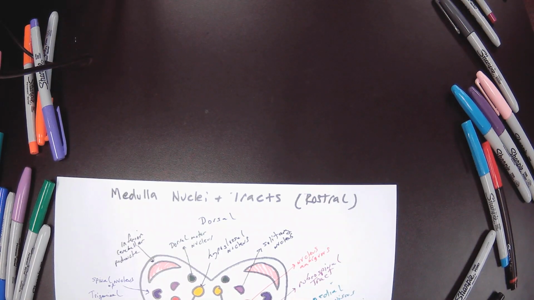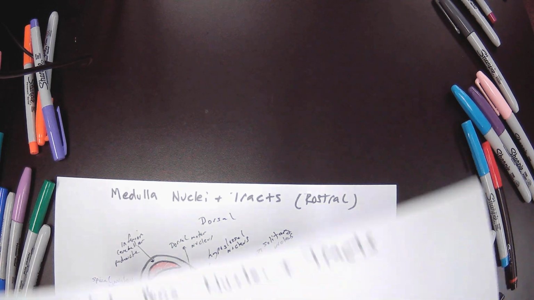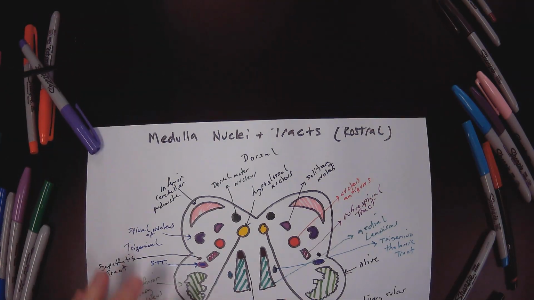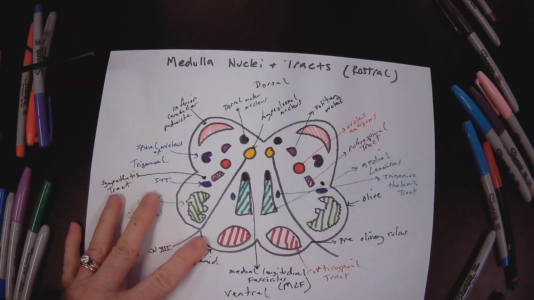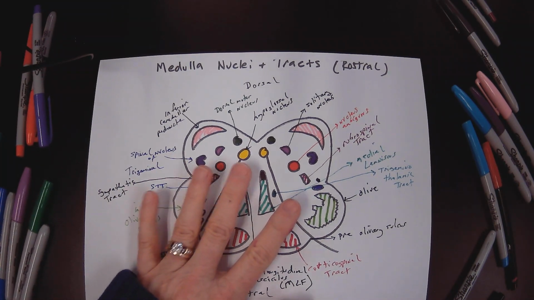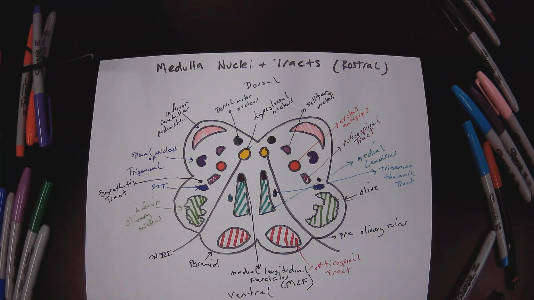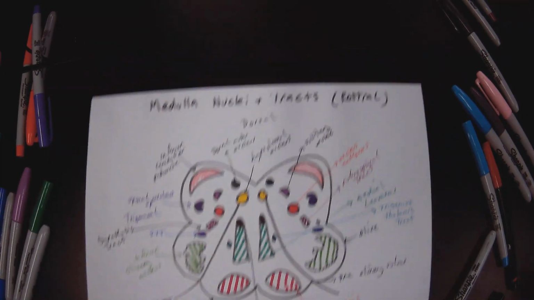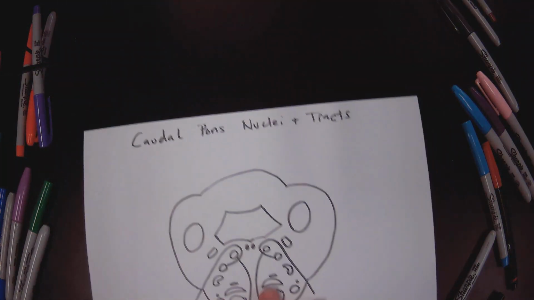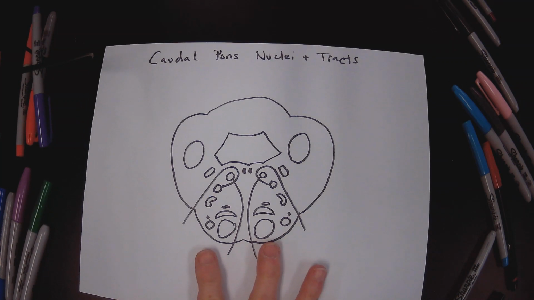Next one, we'll look at the caudal pons. Just want to point out, what would be the dead giveaway that this was the medulla? Cranial nerve 12, right? You know cranial nerve 12 is in the medulla. Perfect. Now, let's look at the caudal pons nuclei and tracts.